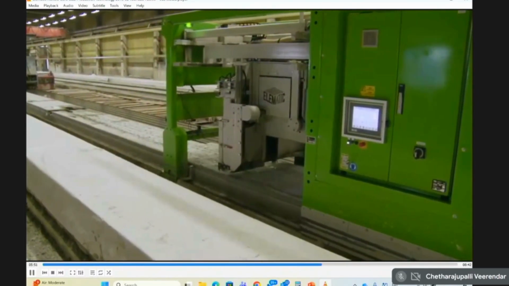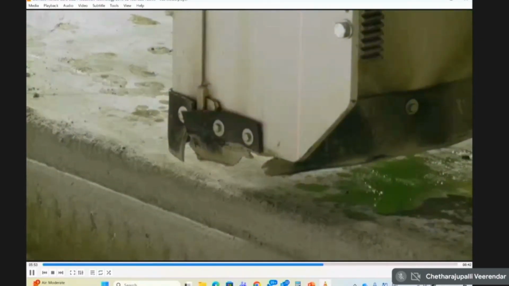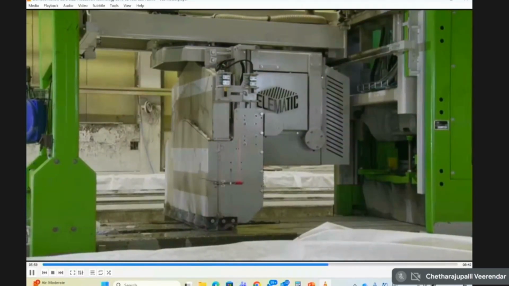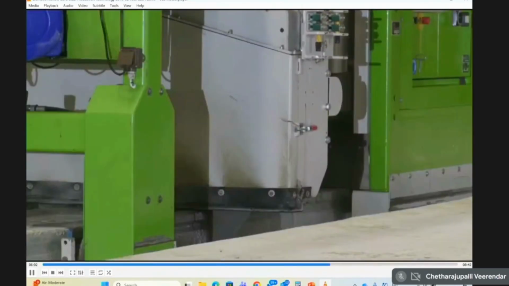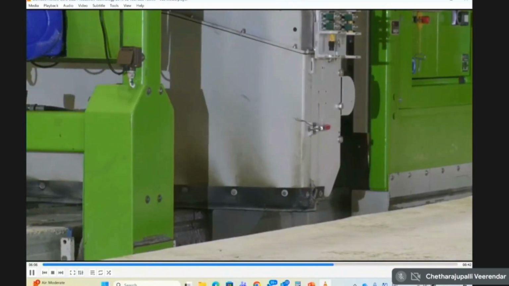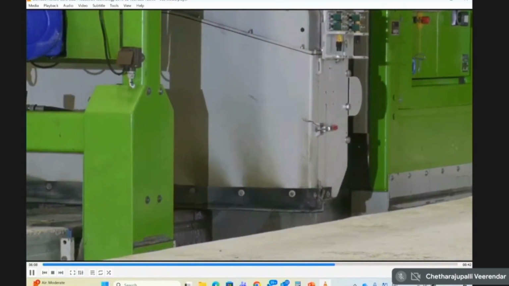So you can see the cutting now. This is the saw machine. It has a laser marking, and then it will use the saw to cut the slab. This is the 360-degree angle saw, and it can turn around to cut at angles.